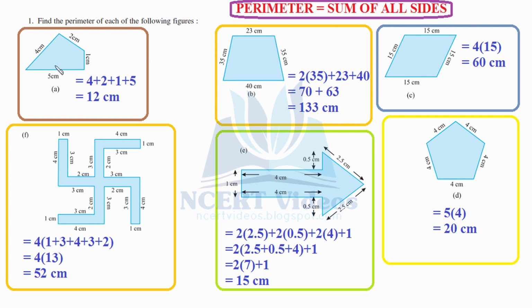So 4 plus 2 plus 1 plus 5, that is we will add all the 4 sides of this quadrilateral. 4 plus 2 is 6, plus 1 is 7, plus 5 is 12. So this is the perimeter of the first figure.